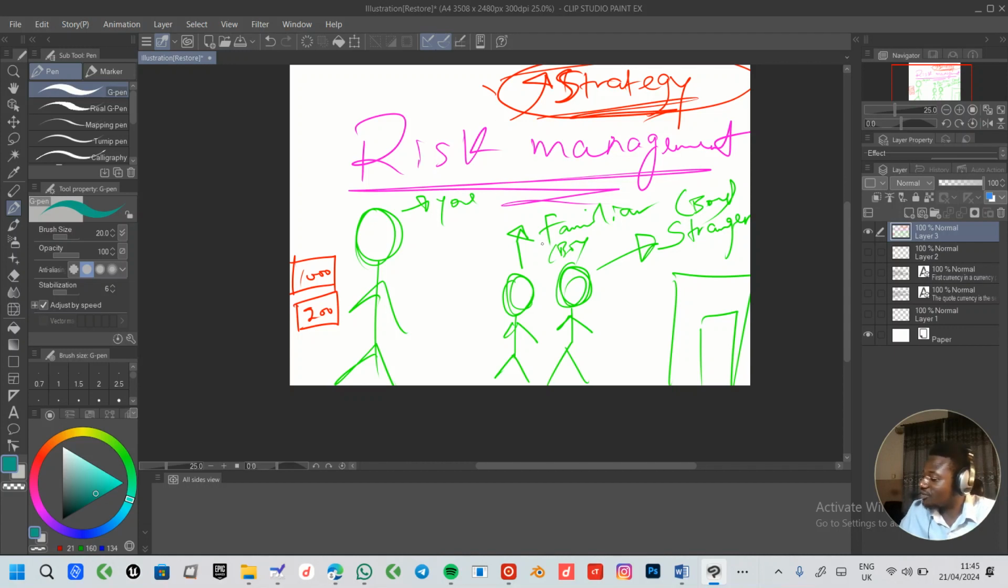Now your strategy in this illustration is like the familiar boy. This familiar boy is your strategy in risk management. Why? Because you have known this boy, you know what he can do, you know he will not run away with your money. Because he's in your compound, you are familiar with him. That's how strategy is in the trading world. It's something you are familiar with. You know that if it fails me today, tomorrow or in the next trade, I will recoup my loss and be in profit. So this familiar boy represents your strategy in trading. That is it.